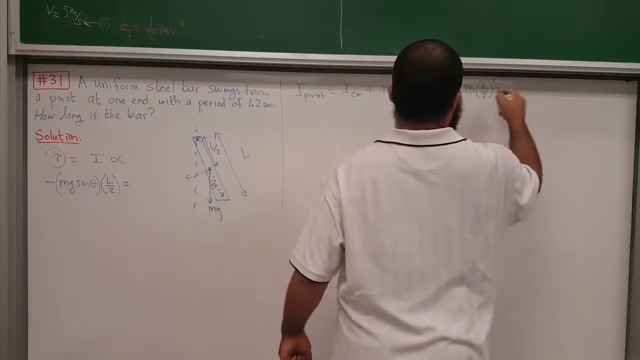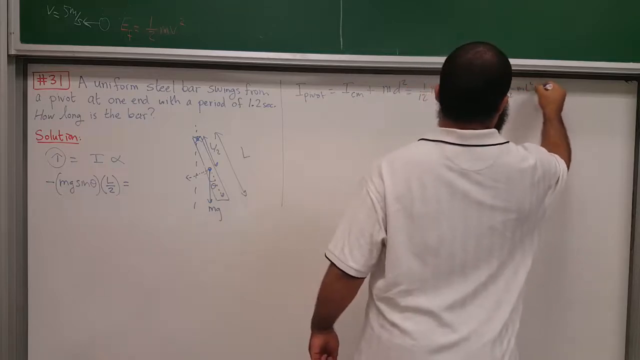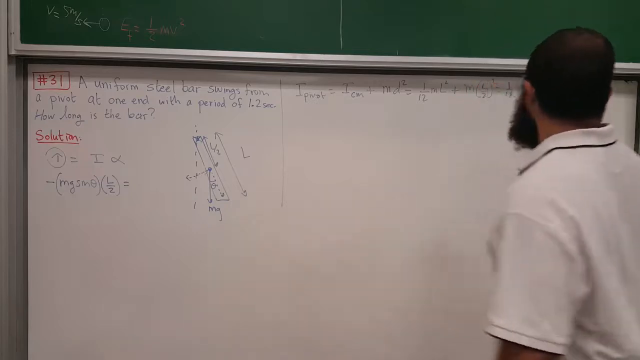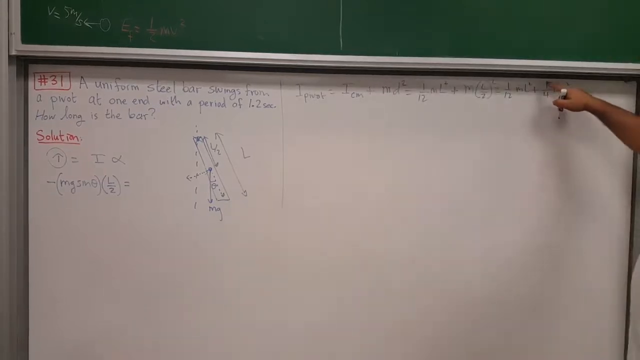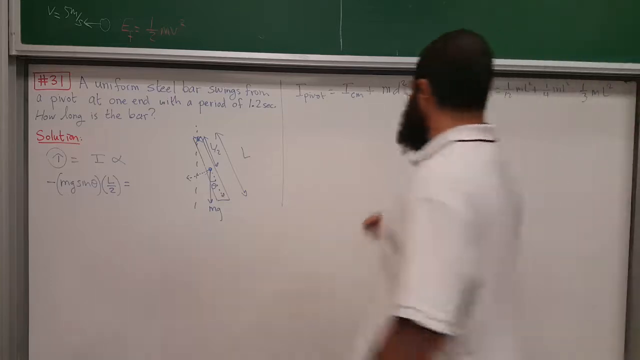So we get 1/12 ml squared plus 1/4 ml squared. And when you add a 12th plus a fourth, you get what? 3 over 12 plus 1 over 12, so you get 4 over 12, which is 1/3. Yeah, that sounds correct, 1/3 ml squared. I didn't want to rely on just memory, but I was pretty sure it was 1/3. This is how you derive it.